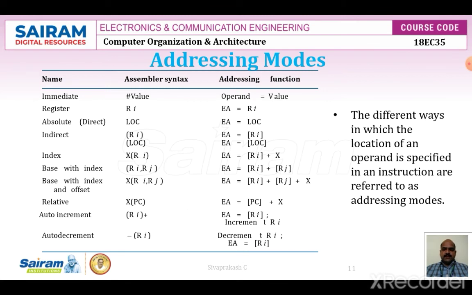So these are the types of addressing modes we have come across in this module: immediate addressing mode, absolute or direct addressing mode, indirect addressing mode, index addressing, base with index and offset, relative addressing mode, and two more, auto increment and auto decrement, which we will see in the next slide.